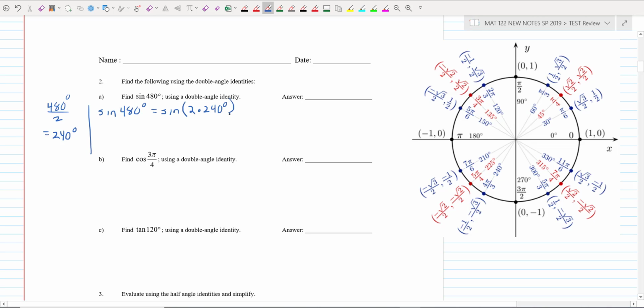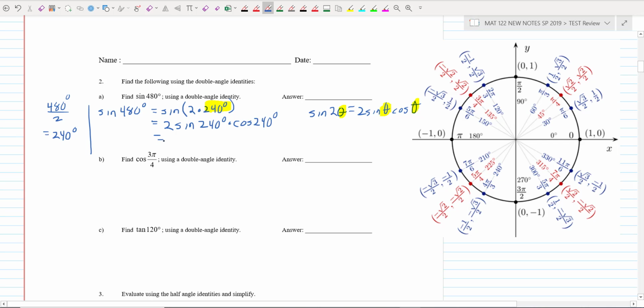And then the double angle identity: the sine of 2 theta is just 2 sine theta cosine theta. So we're going to apply that identity, and the key thing to know here is that theta is the 240 now. It's not the 480. So what you would have is 2 times the sine of 240 degrees times the cosine of 240 degrees.